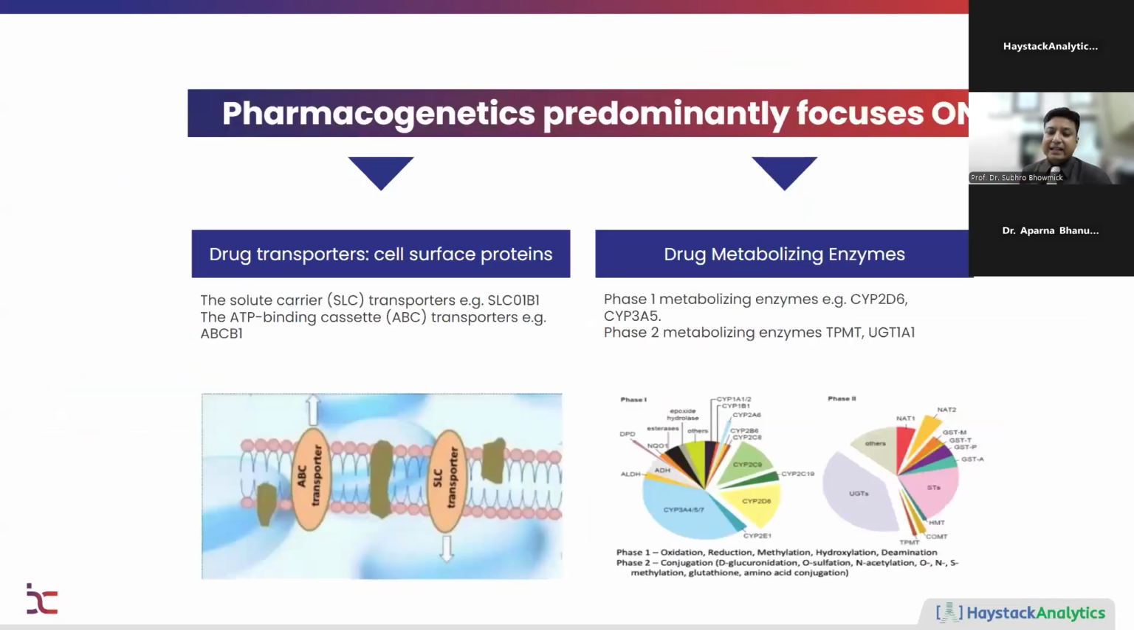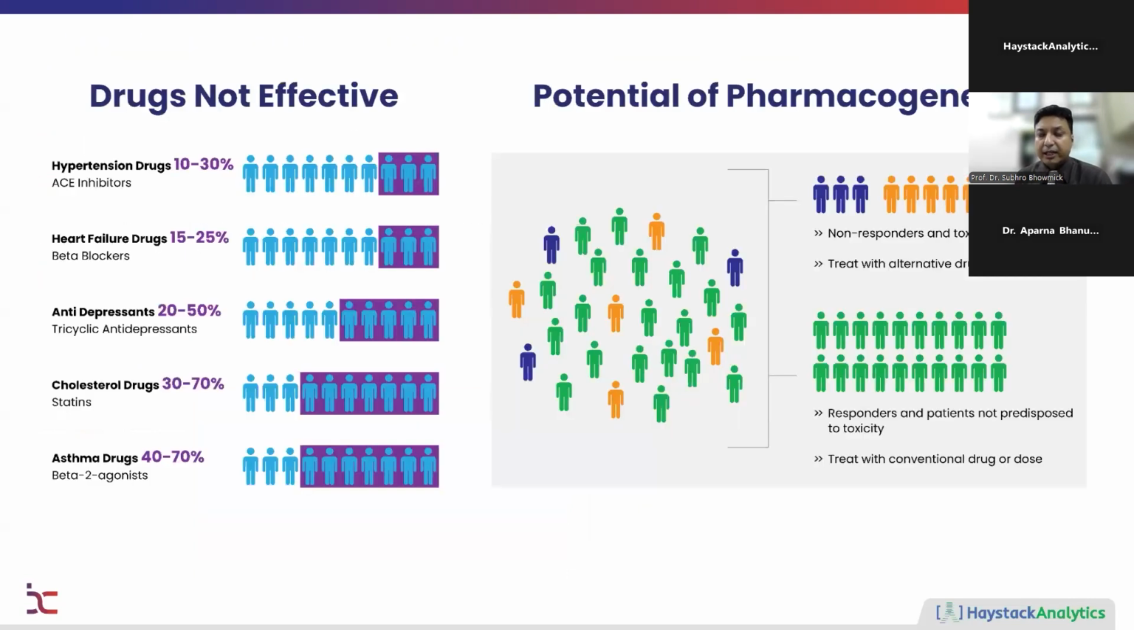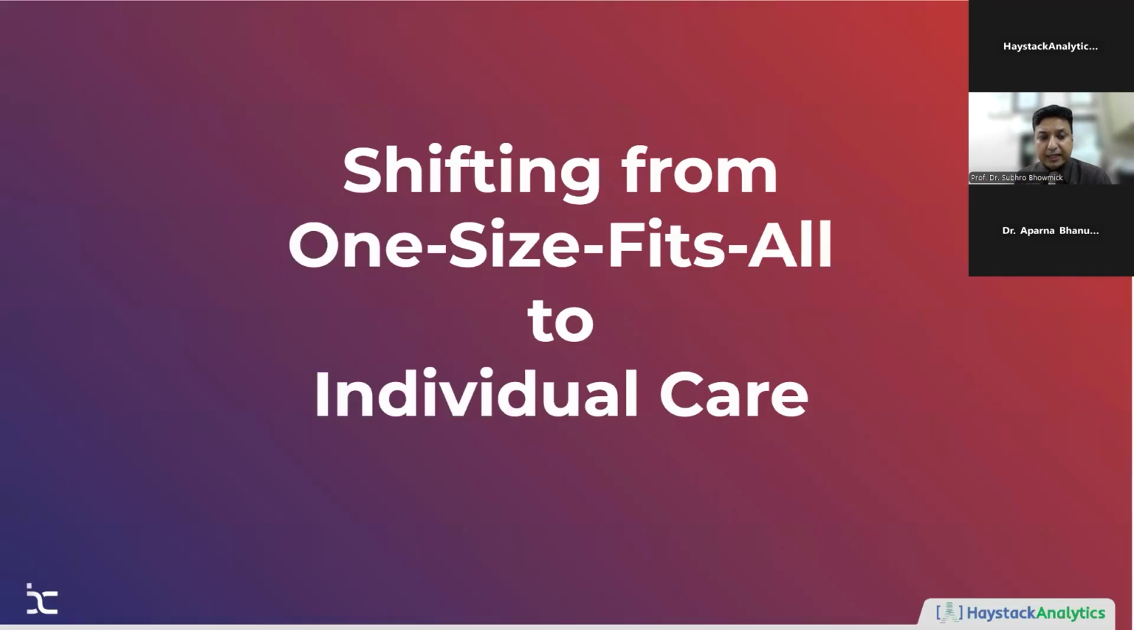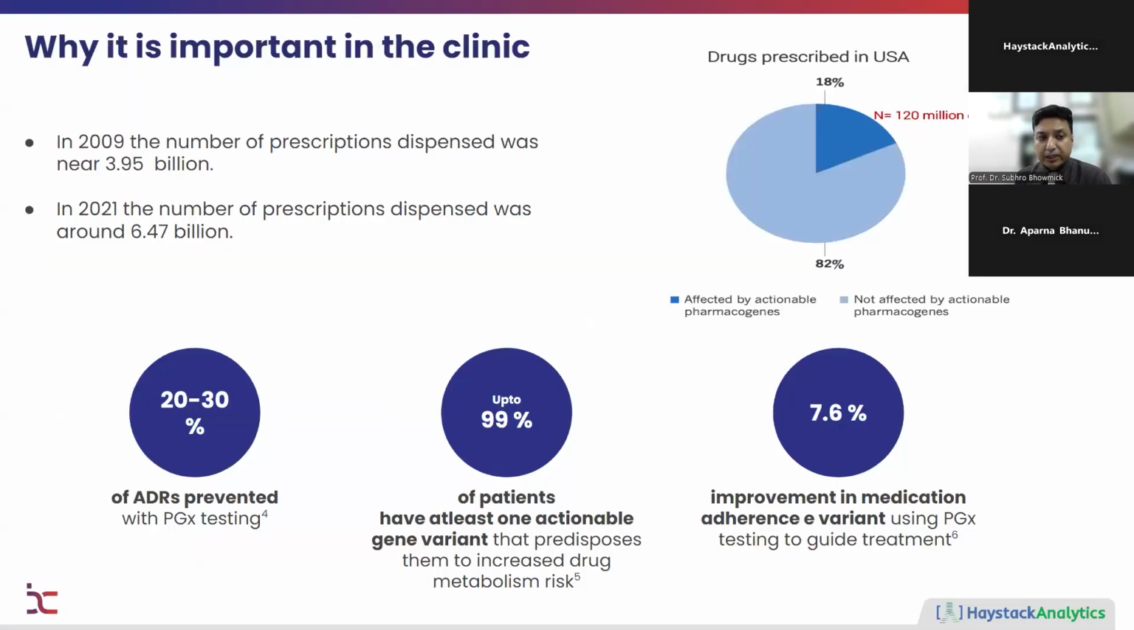So why is it again important in the clinic? Because in 2009, there were more than 3.9 billion prescriptions dispensed. And in 2021, this number has jumped up to 6.4 billion. So it is actually doubling. Of this, up to 20 to 30% of these prescriptions, ADRs were prevented by pharmacogenomic testing. So this is a huge number. Out of 6 billion, around 30%, so roughly around 1.8 billion people, had adverse drug reactions.